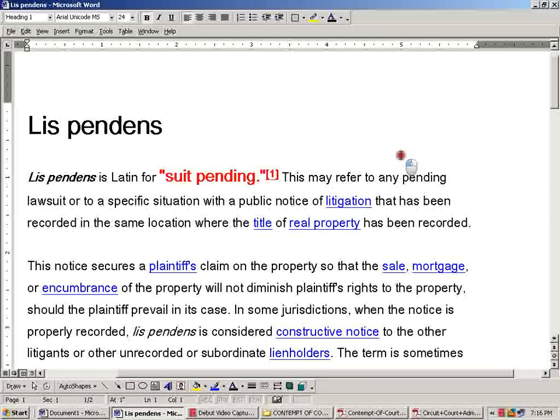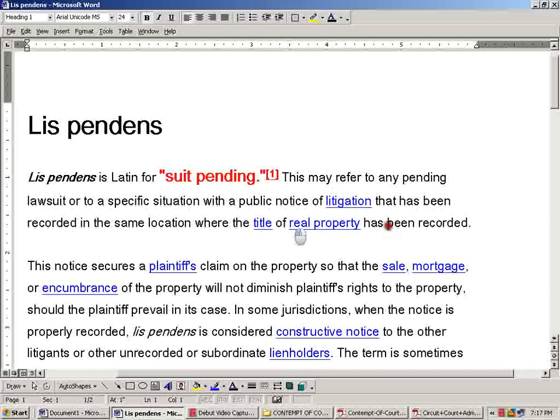But before we get there, let's just see what lis pendens is. It's Latin for suit pending. Duh. This may refer to any pending lawsuit or a specific situation in the public notice of litigation that has been recorded in the same location where the title of real property has been recorded. The title of real property.